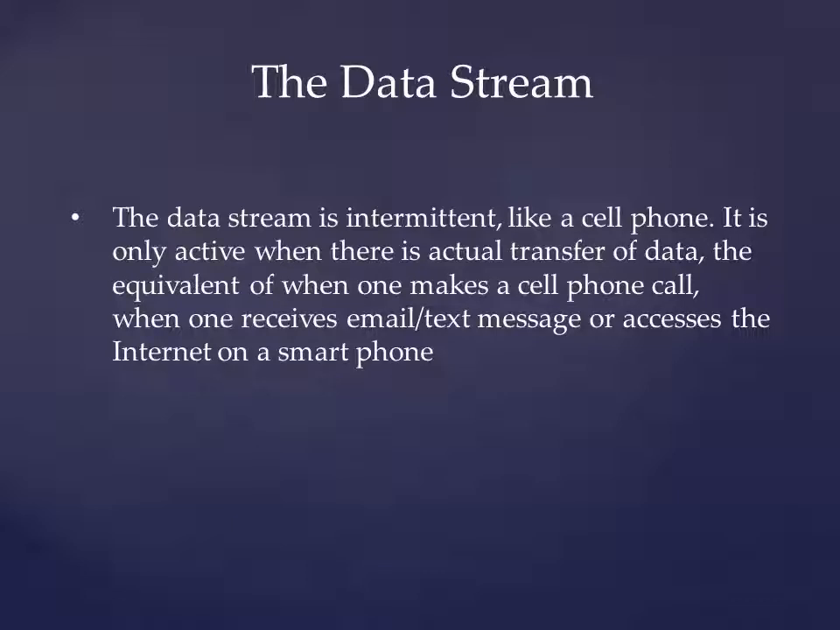The data stream. On the other hand, the data stream is intermittent, like a cell phone. It's only active when there's an actual transfer of data, the equivalent of when one makes a cell phone call, when one receives an email or text message, or accesses the internet on a smartphone.